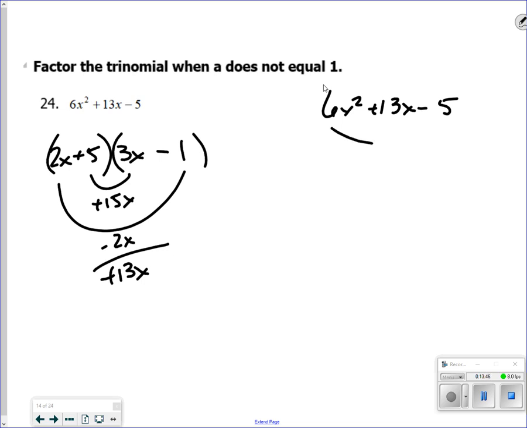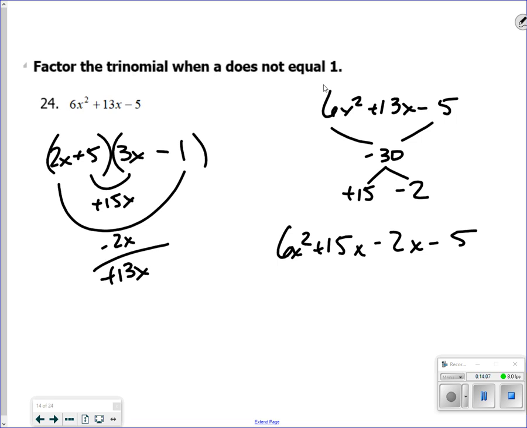Next one, I'm going to multiply the outside 2 numbers together, and the sign does matter. So I need this positive 6 times a negative 5. So now 2 things that'll multiply to be negative 30, but they have to add up to be 13. Rewrite the question.